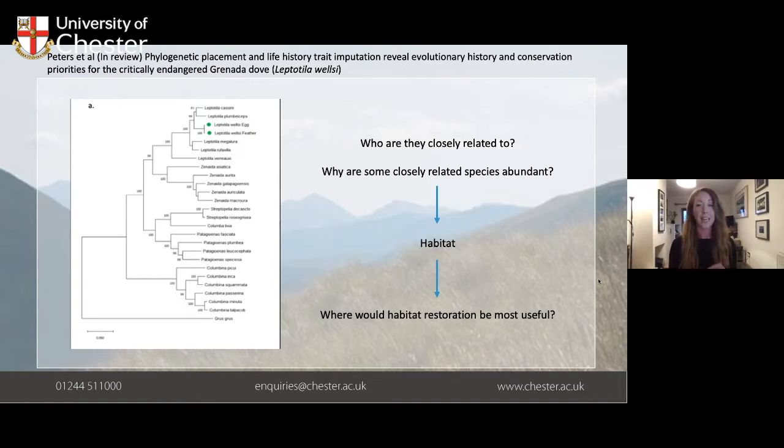What she's going to be doing next is saying, well, where would this habitat restoration be most useful? She's genetically going to be looking at connectivity between these habitat patches for this species and saying, how can we link this up to be a single large population rather than two isolated populations?